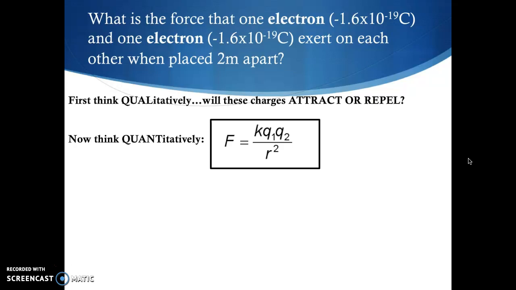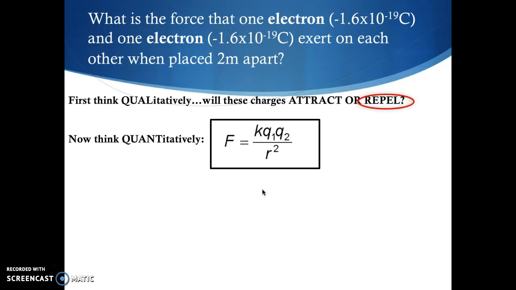Take a moment, pause the video, and first think about this qualitatively. Do these charges attract or repel? Now think about it quantitatively. Thinking about an electron and an electron, these are like charges. So qualitatively, we automatically expect that these charges should repel one another.